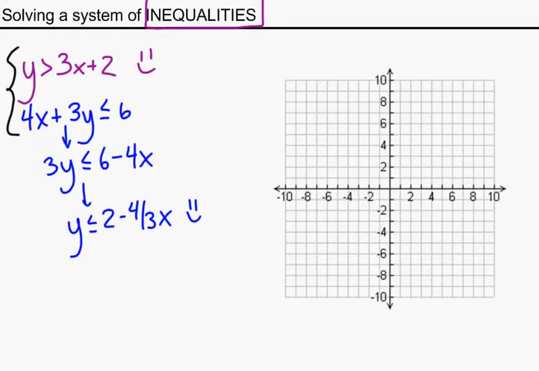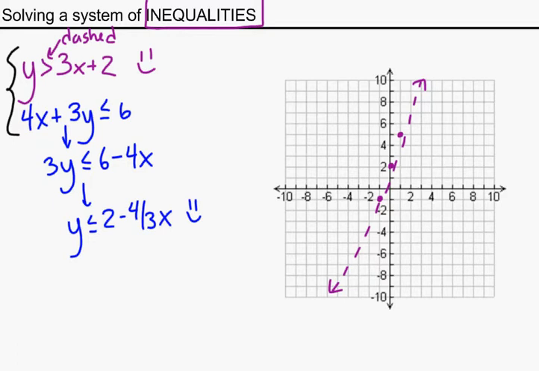The one thing I have to be careful of when I'm graphing inequalities is if y is strictly greater than or strictly less than, I have to use a dashed line. So for the first inequality, I begin at 2, and then go up 3 over 1, or down 3, left 1. And I have to put a dashed line through those points.